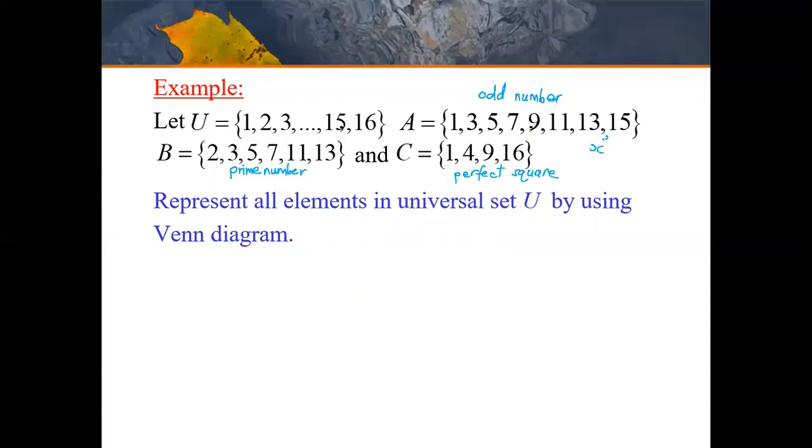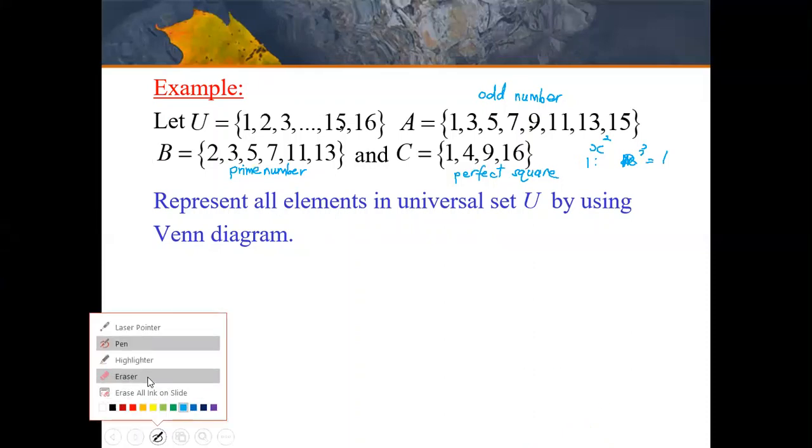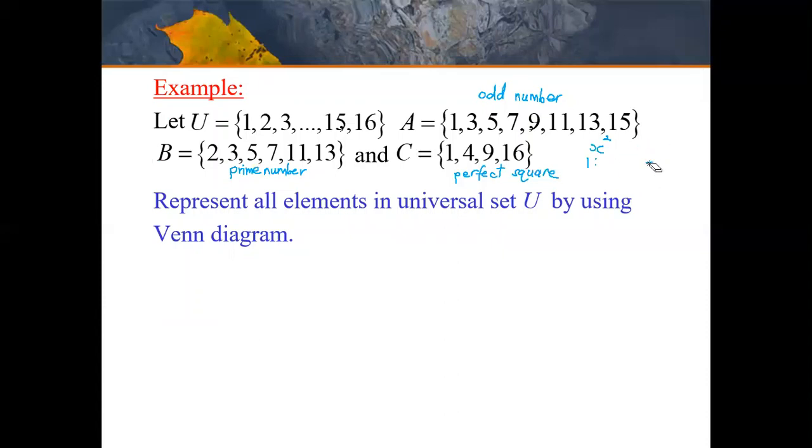Perfect square maksudnya, X square lah. Okay, 1 square, so 1. Sorry. Okay, perfect square. Okay, x is equal to 1, so x square is 1. X is equal to 2, x square is 4. X is equal to 3, x square is 9. X is equal to 4, x square is 16.